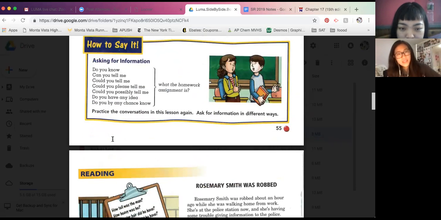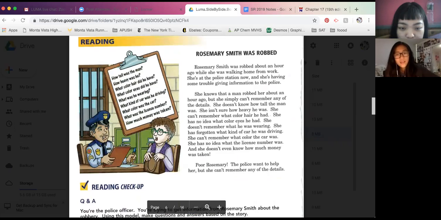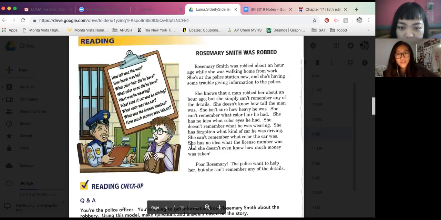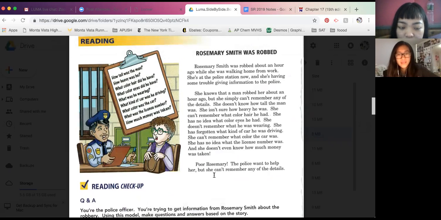Okay, let's go into reading. So I guess I can take the first paragraph and then you do the second one. And the third one's like nothing.